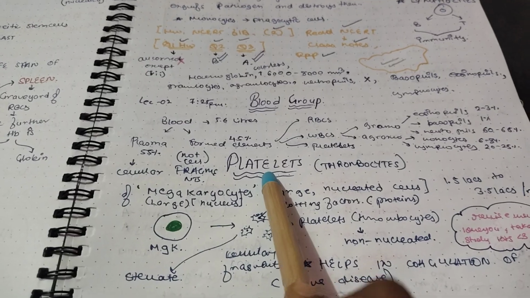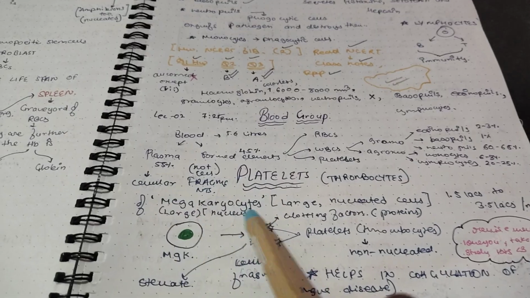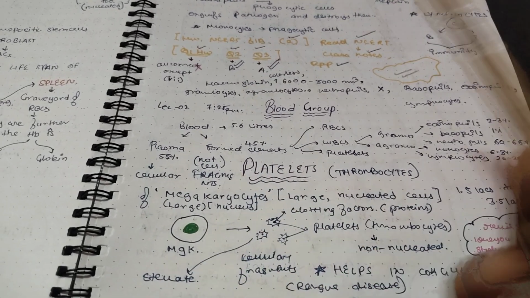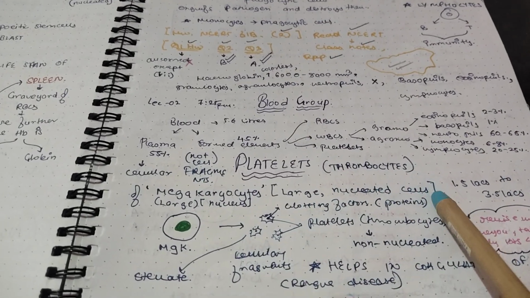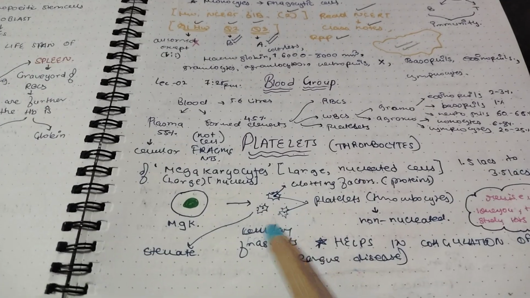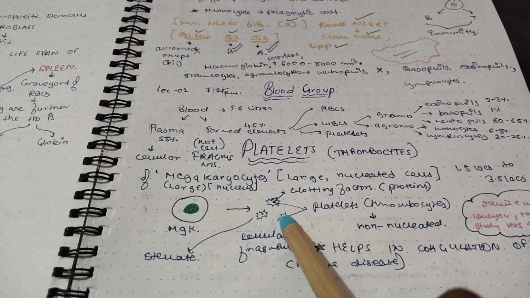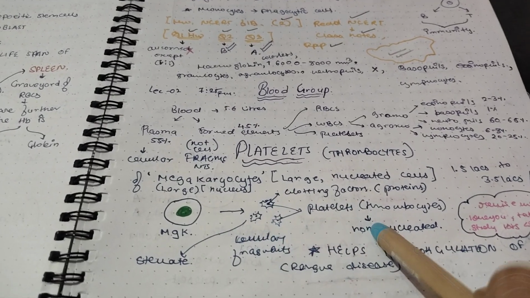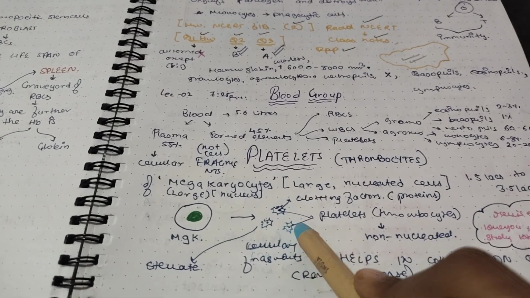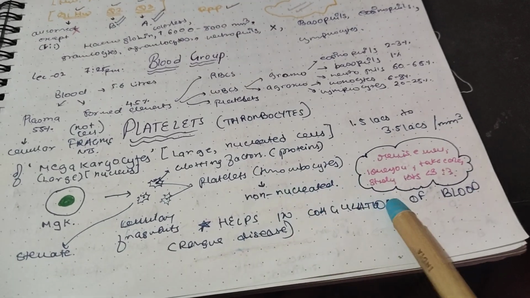Platelets, the last one, because we were done with WBCs. Platelets are cellular fragments, not the cell, they are cellular fragments of megakaryocytes. Megakaryocytes are large nucleated cells with clotting factors proteins. These are then broken down into stellate shaped particles, the cellular fragments, and these are called platelets. They are non-nucleated, they don't have a nucleus, they have clotting factors. These dots are clotting factors, so they help in coagulation of blood.